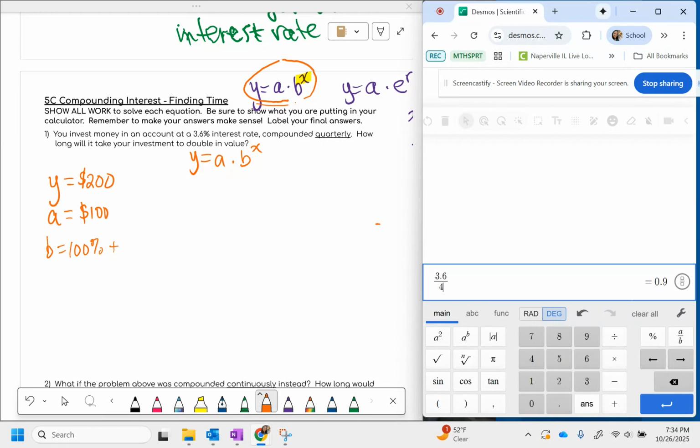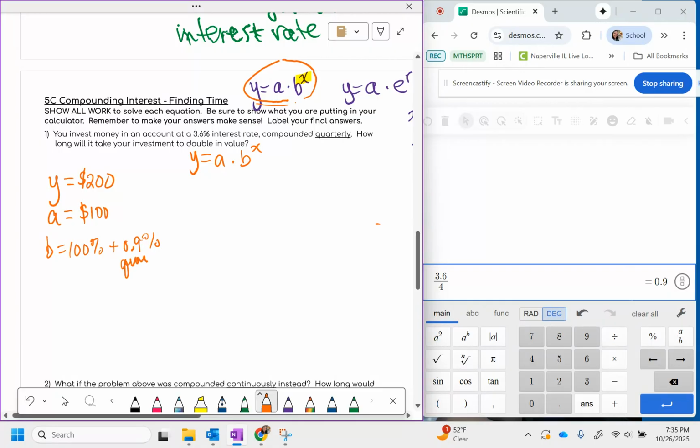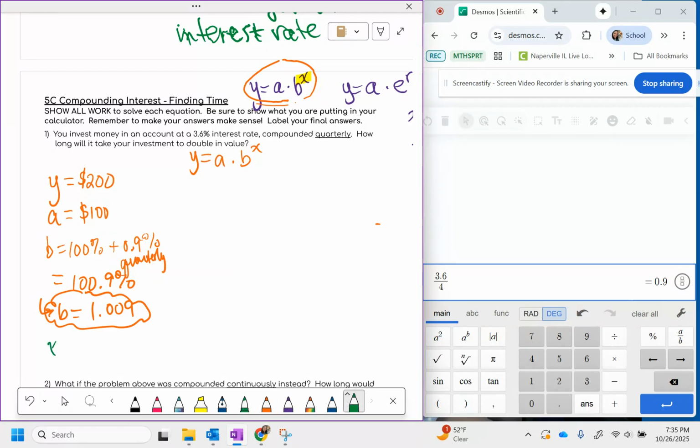And I'll just calculate that over here is 0.9% quarterly. So that gives me 100.9%. So that means that the b value that I will use is 1.009 because I moved my decimal. And then finally, x, I don't know x, but I know that x is going to be a number of quarters in the end. And so then I'll have to do something to turn it into number of years because when it says how long, it wants to know how many years will it take.